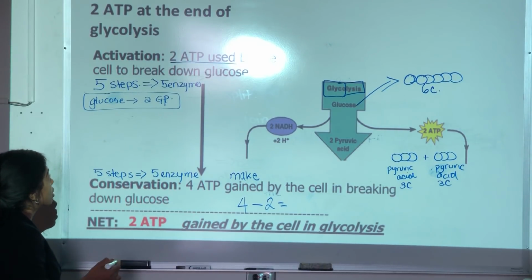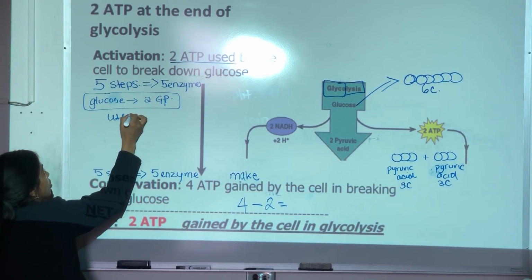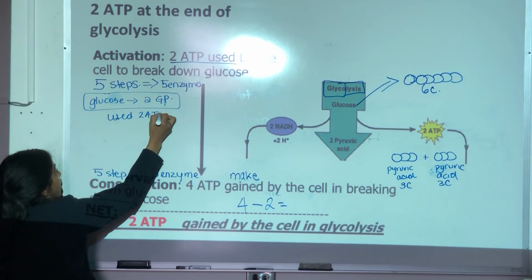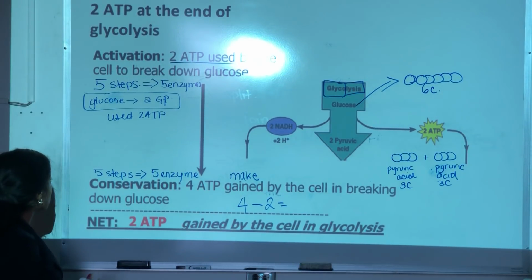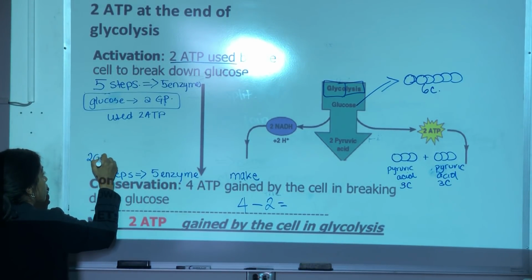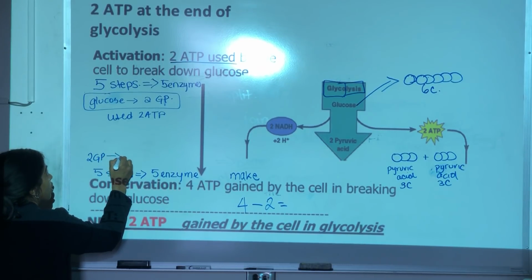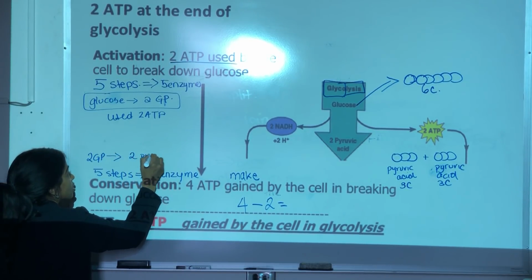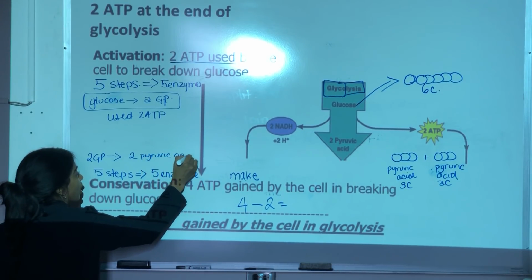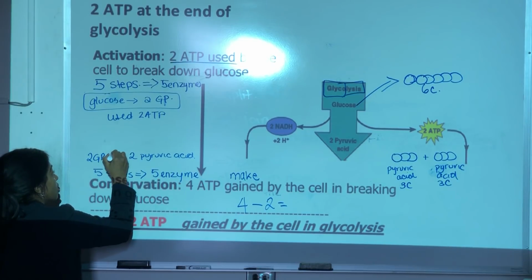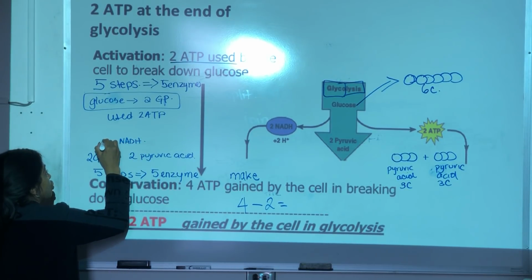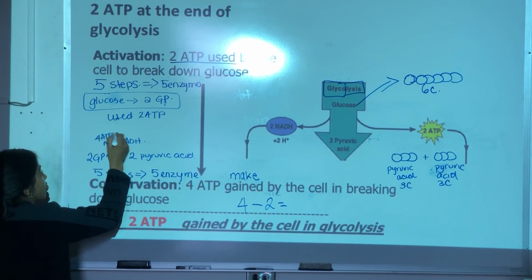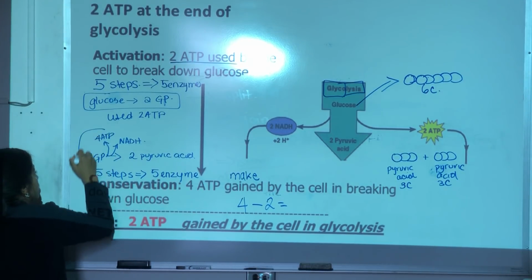And when this happens, we're going to use the 2 ATP, so that way we can split. We need some energy to split. But in the last 5 steps, the 2 GP are going to be converted into 2 pyruvic acid. And when this happens, NADH will be made, as well as your 4 ATP. Right, so that's the summary of glycolysis.